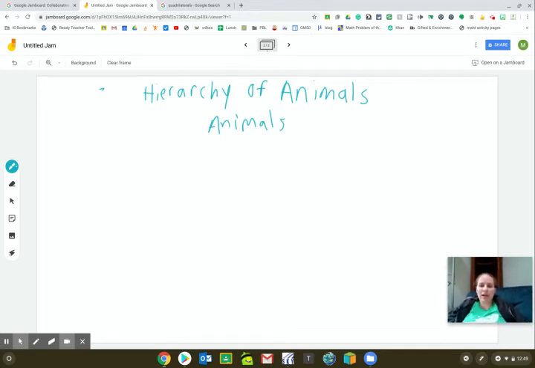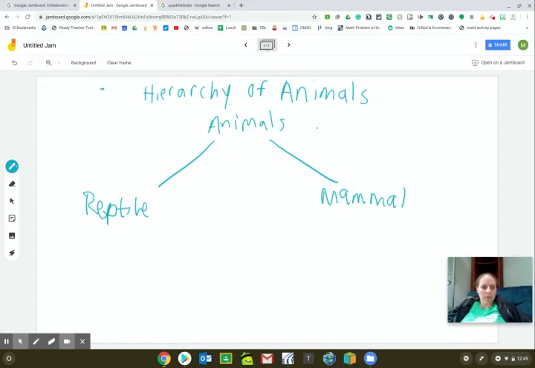Let's say I'm starting off with animals, and let's just do two subcategories. Let's say one type of animal is a reptile, and another type of animal is a mammal. A reptile is a type of animal that is cold-blooded. They typically lay eggs, and they have dry, scaly skin. Whereas a mammal gives birth without laying eggs, and they are warm-blooded. So both of these are types of animals. They fall under the umbrella of animal, but a reptile is not a mammal, just like a mammal is not a reptile. They're two very separate things.